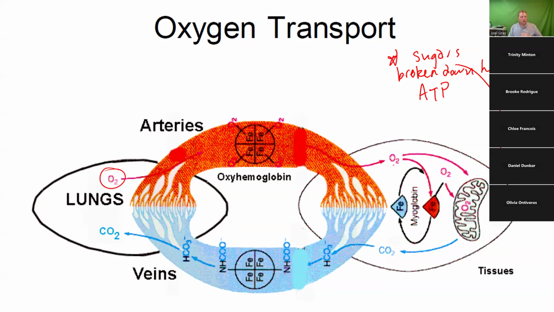Now, the way that we can get a bunch of energy, a bunch of ATP from a sugar, is by using oxygen in aerobic metabolism. There's anaerobic and there's aerobic metabolism. Anaerobic means no oxygen is utilized, whereas aerobic metabolism is that which uses O2. So we've got to get oxygen from our lungs to our tissues. How do we do that?